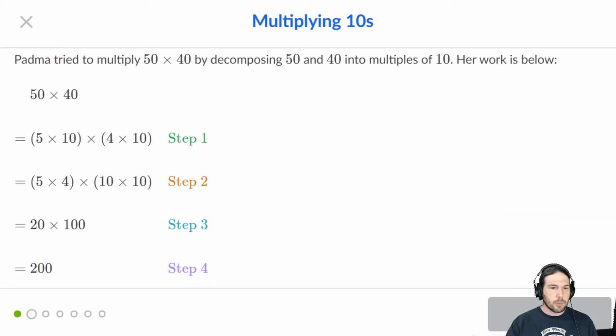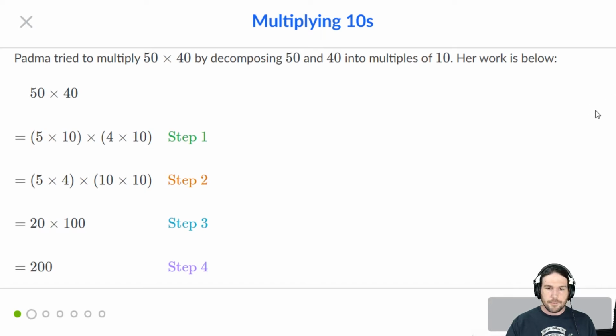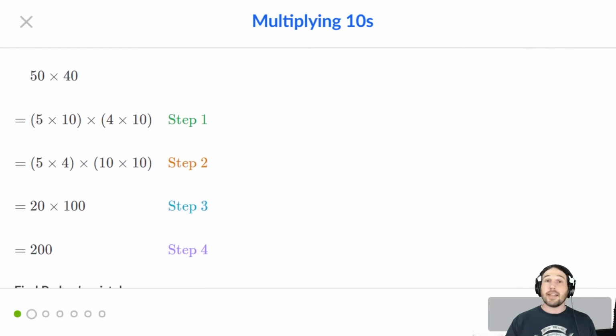Padma tried to multiply 50 times 40 by decomposing 50 and 40 into multiples of 10. 5 times 10 times 4 times 10. Yeah, that makes sense to me. And in fact, this is indeed exactly what we just did, right? So she took the 5 and the 4, multiplied them together first, A plus so far. Then she took the 2 10s, multiplied them together second, A plus again, you're allowed to do that. So she got 20 times 100.